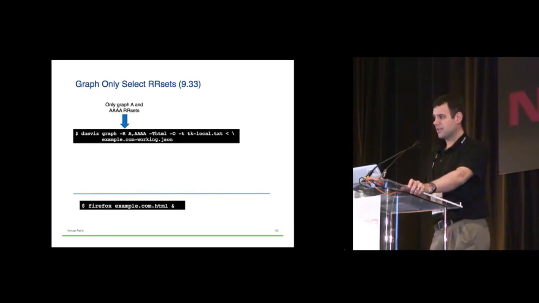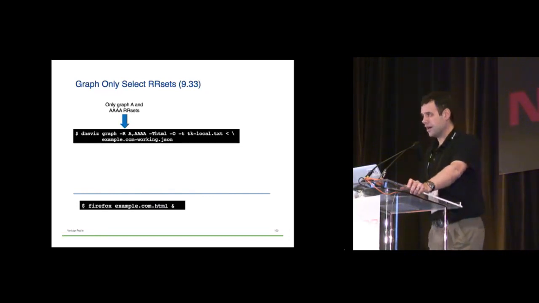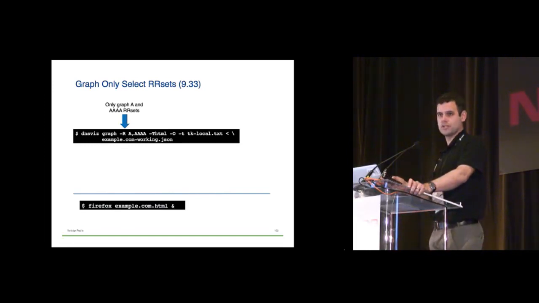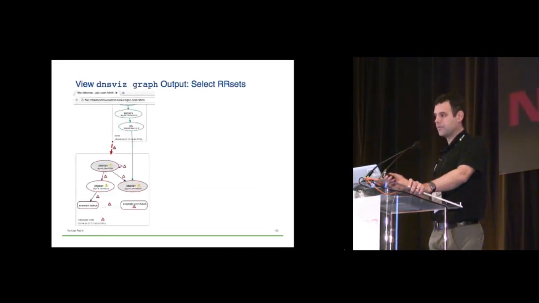Okay, and by the way, what you're using here is output that you'd collected from your last DNSViz probe in a file called example.com-working. When you run that and then open that new file in Firefox, you'll see it's a little bit simpler. Hopefully easier to follow if you're just looking for select RR sets.